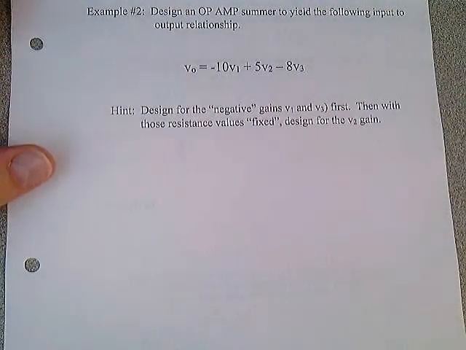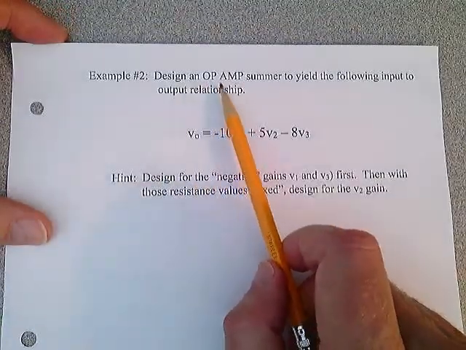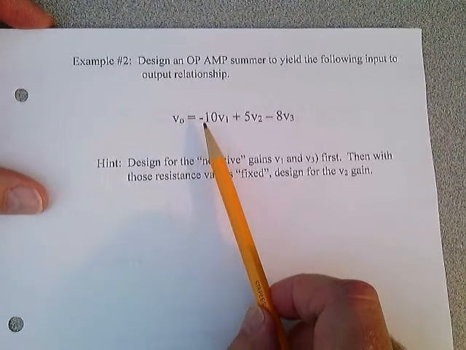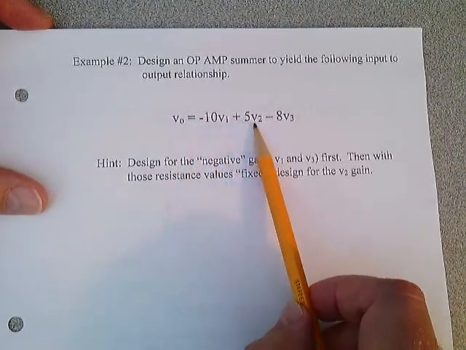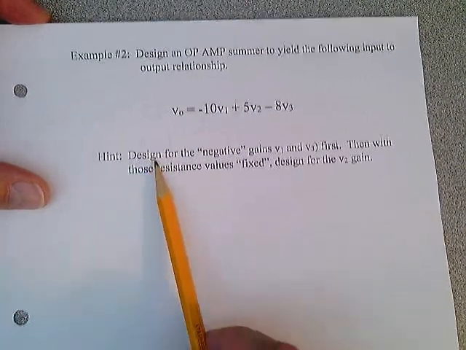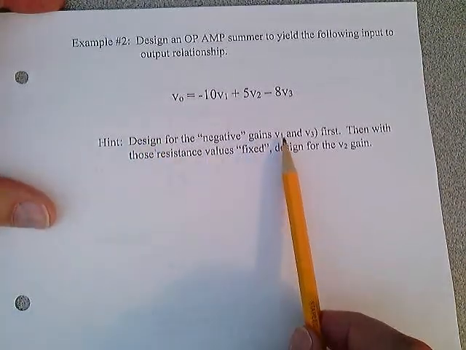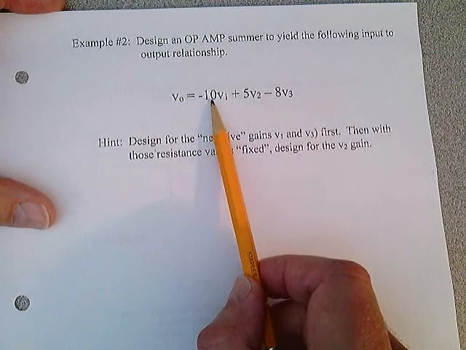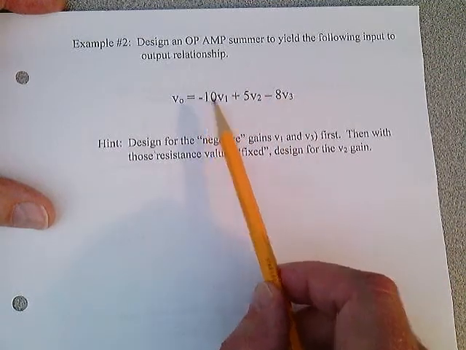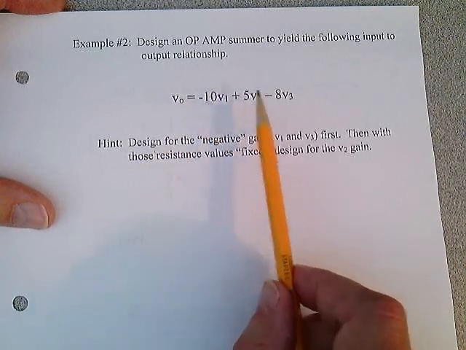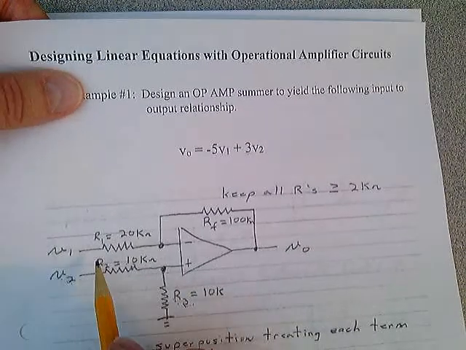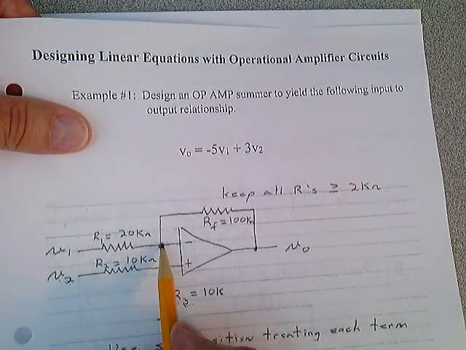So what I did on page 83, I say design an op amp summer to yield the following input to output relationship. V out has to be equal to minus 10 V1 plus 5 V2 minus 8 V3. Remember the hint I gave you. You design for the negative gains V1 and V3 first. You design for that minus 10 and that minus 8 first, and they're the inverting inputs. They are resistors that go into the inverting inputs. So you're going to have a circuit similar to this, but you're going to have another resistor that plows into this point here.